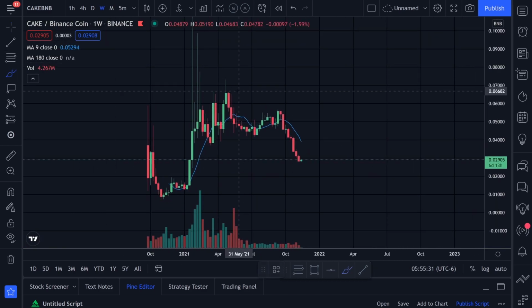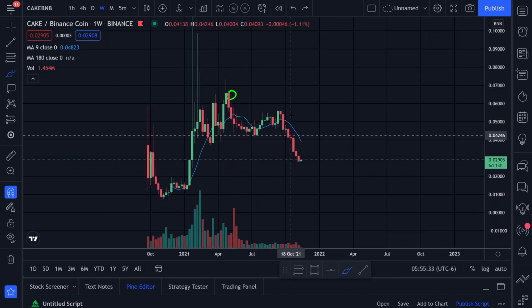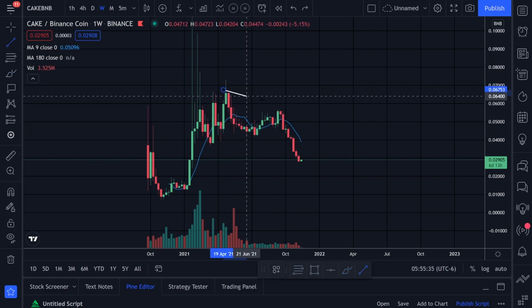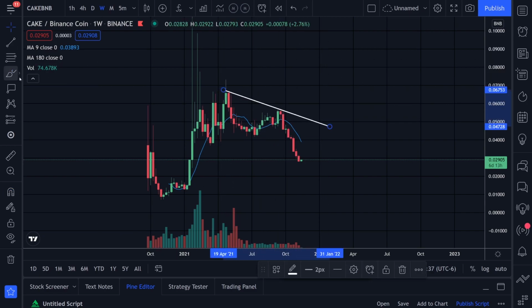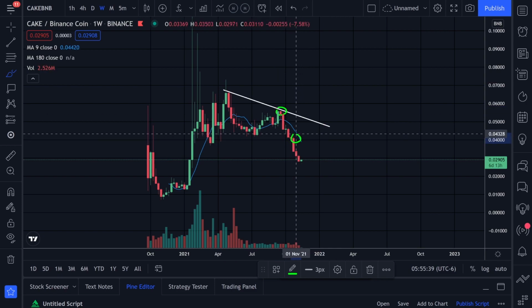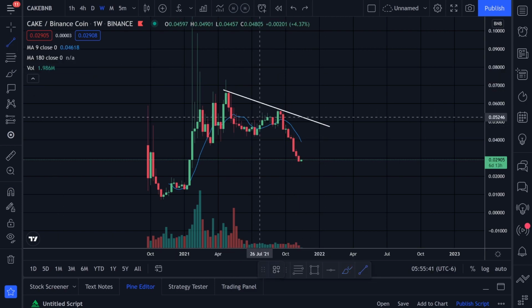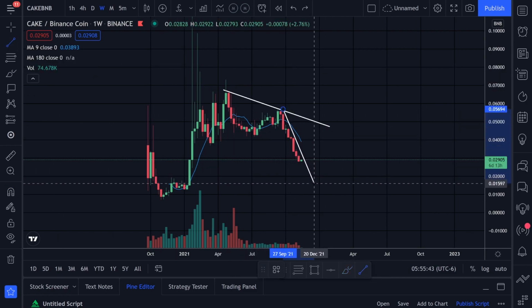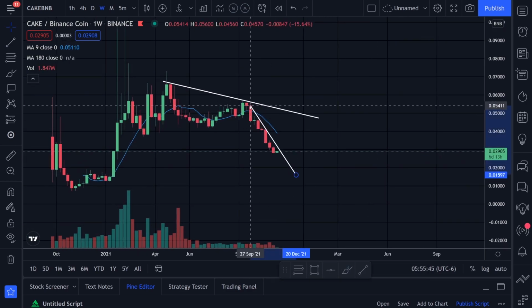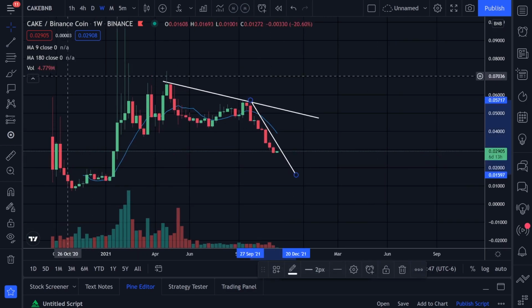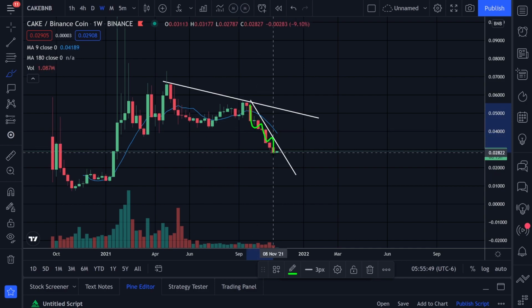What I'm looking at is this resistance right here and resistance right here. We have a downtrend going down like this. And then we also have resistance right here and resistance right here. It looks like we're trending down as well. I think the main point I'm trying to say is if we can break these trend lines going to the upside, then that'll be good for CAKE.